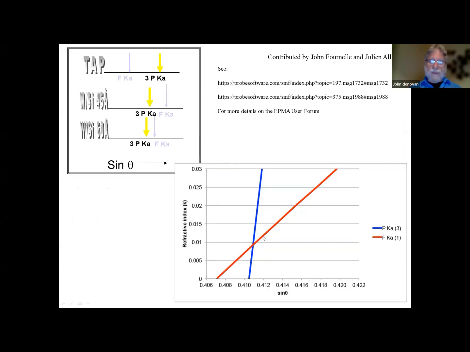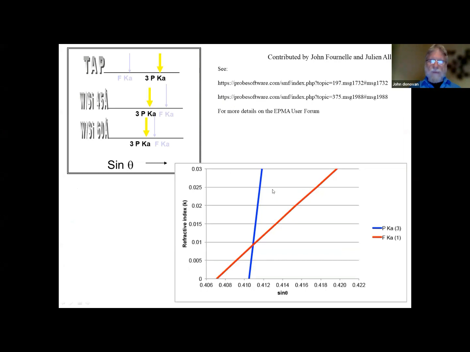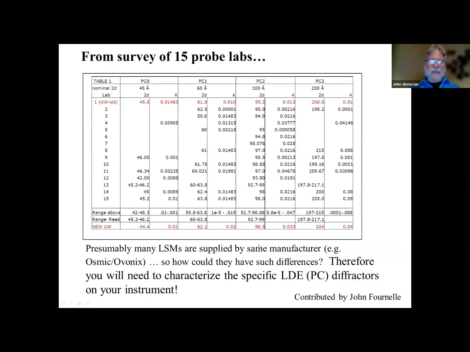And so this is a really nice plot that Julien Allaz made, where he basically plotted, due to the refractive index, where the third order phosphorus line appears relative to the phosphorus K alpha line, and they actually switch position. So if you don't do a refractive index correction, you're going to see the phosphorus third order line show up in the wrong place, completely on the wrong side of the peak even. And so what you need to really do is determine what your refractive indexes are for each of your crystals.